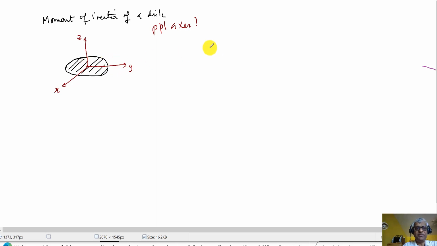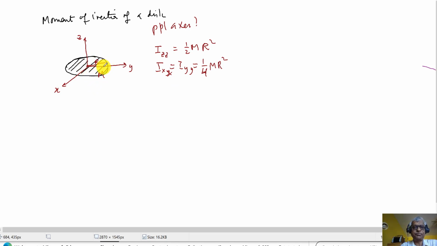There's math you can do, and you can find out that I_zz is going to be half m r squared, where r is the radius and mass is m, and I_xx and I_yy are 1/4 m r squared. And you have to set up the integral and do it. So what kind of integral do we have to set up?